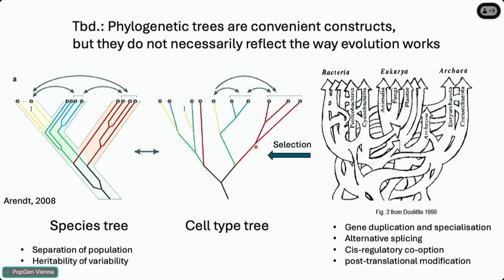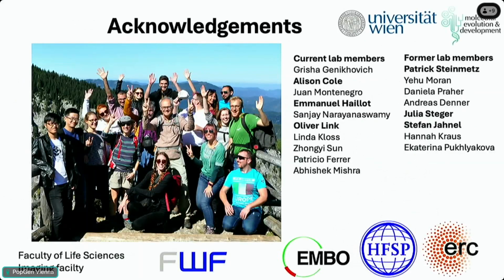And the complexity of these organisms, as a large approximation, probably can be measured by the numbers and diversity of different cell types.